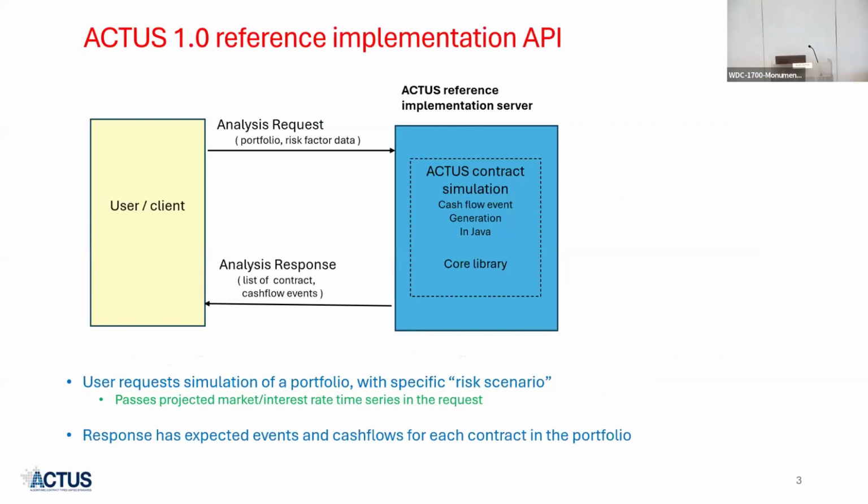And that flows into the ACTUS reference implementation server that does the contract simulation, generates a whole collection of contract cash flow events, one for every contract, and feeds it back. So this is user requests the simulation of a portfolio, passes the market interest rates and the time series that are projected, and the response is the results that you get out. All of the cash flows that you need, which will be the basis for an analysis.